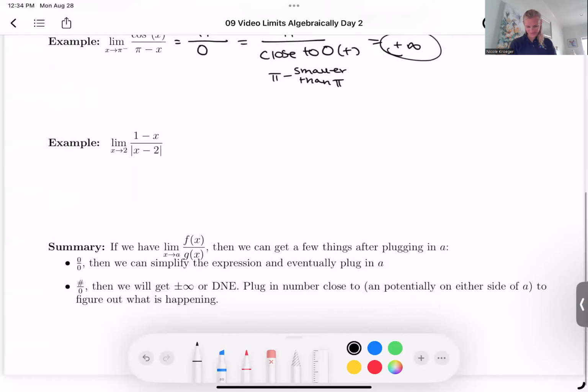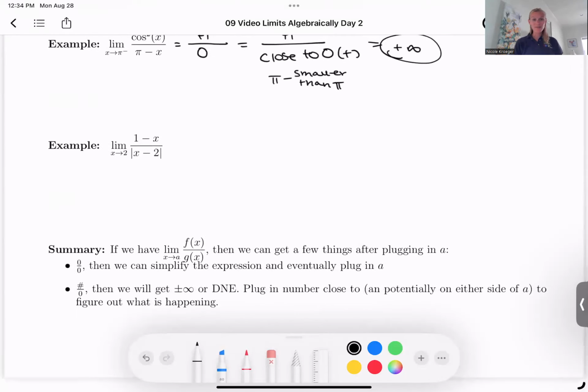Okay. One more to go here, guys. This one's not a left nor a right hand limit, so I have to break this apart and look at both the left and the right hand limits. And first I should plug in 2 just to make sure I actually have to do this. So if I plug in 2, I'm going to get -1 over 0. So I do have to do this work.